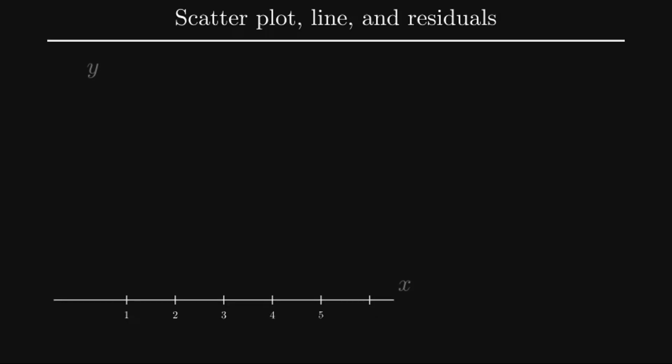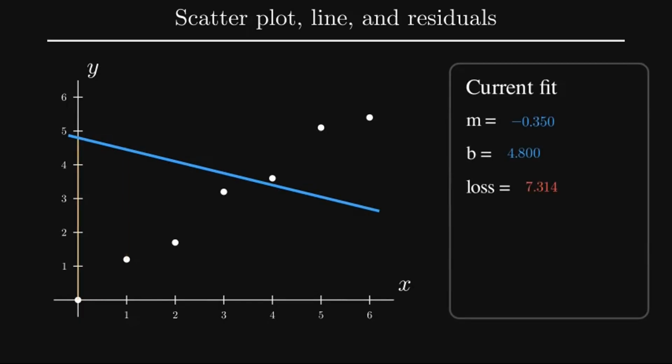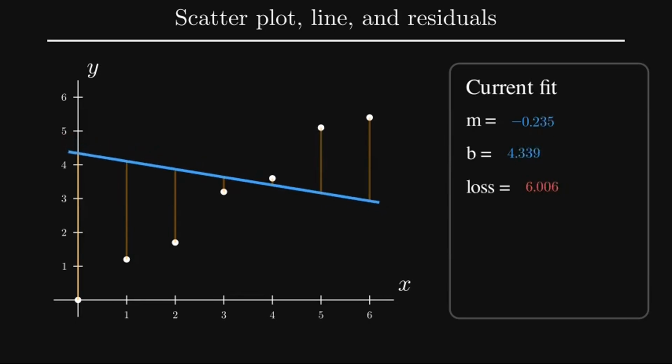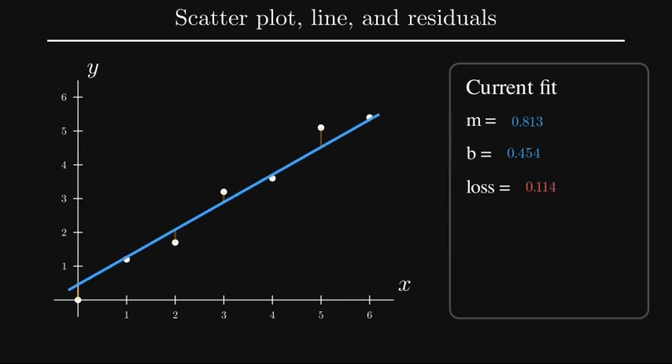Let's use a tiny dataset so we can see everything. The first point is exactly at the origin. We pick a bad initial line and we compute the loss. Then we slightly nudge the slope and intercept and watch how the loss changes. That change is the key. It tells us which direction is downhill.